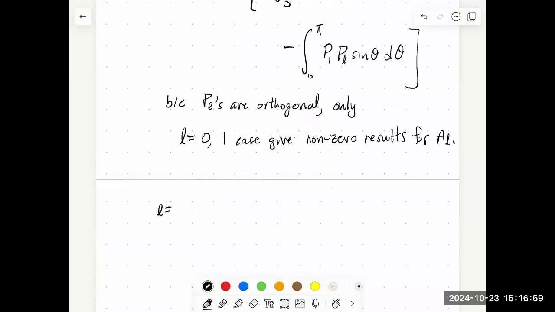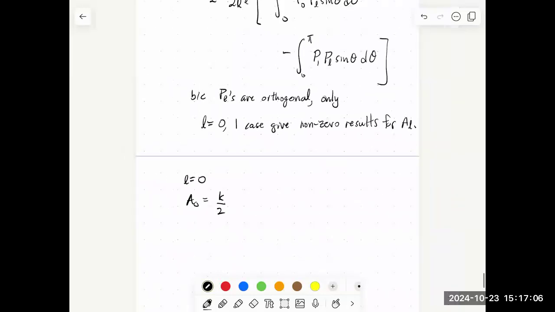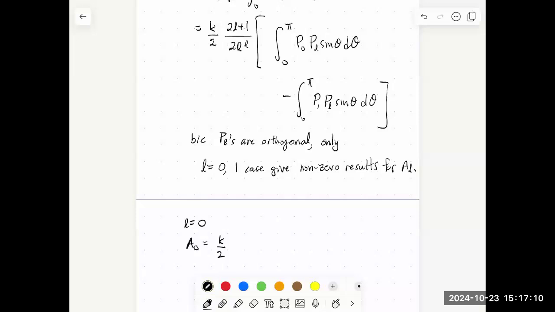So for L equals 0, we're going to get A0 is equal to K over 2. L is 0, so we get 1 over 2, I think. And then we have this integral, and I forget what the result of this inner product is. What was it? It was 2 over 2L plus 1. So it's 2 over 2L, but L is 0, plus 1. And so I think it's just K over 2. I hope that's right. It is. This one is positive, right? We're going to get a negative sign for the other one.